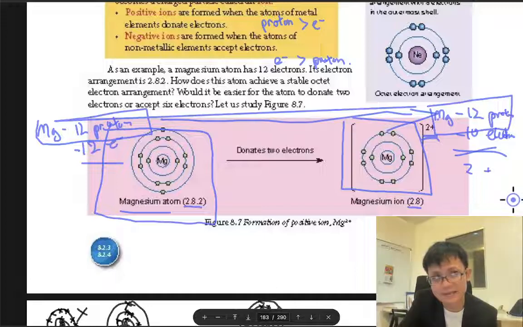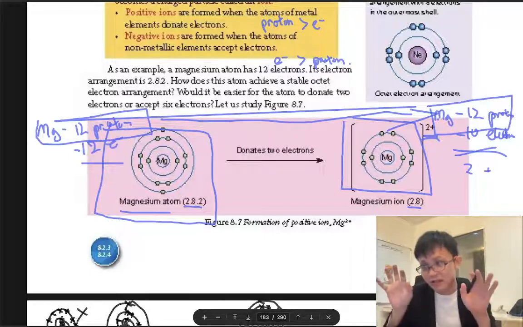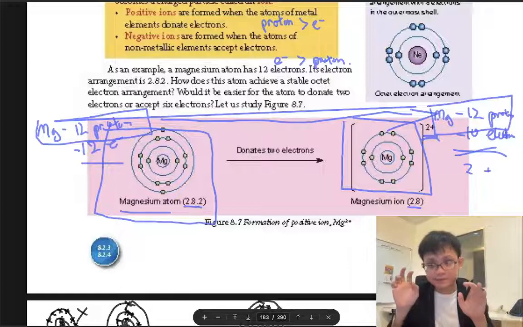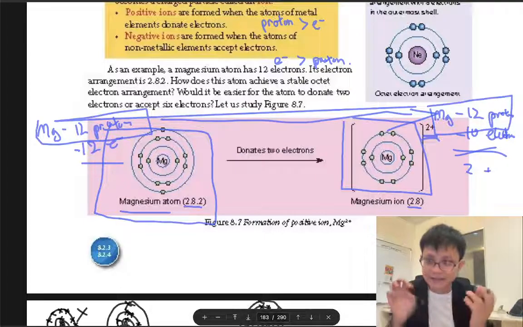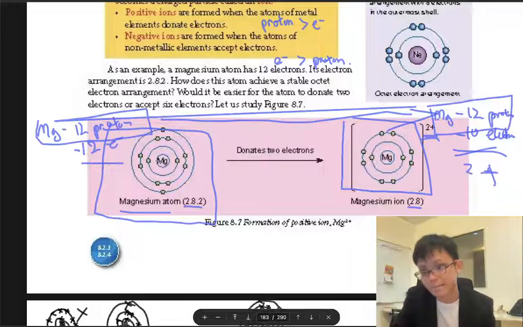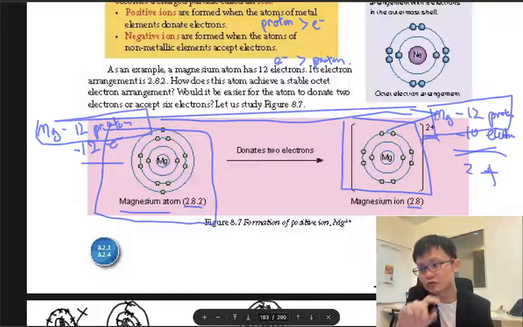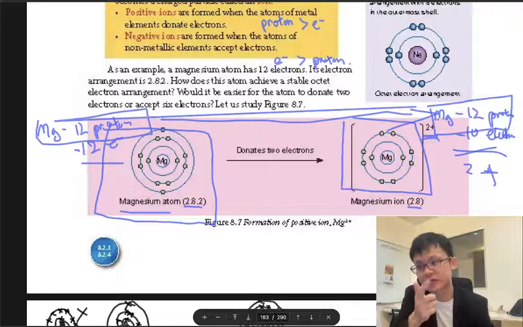I think the easiest way is to draw first, because I don't know what the exam will ask. The exam can give you the picture, then ask you to tell what the charge is now. So the charge now is 2 positive. That is one way the exam can ask. Or the exam can say the magnesium loses 2 electrons, please draw the picture and tell the charge.